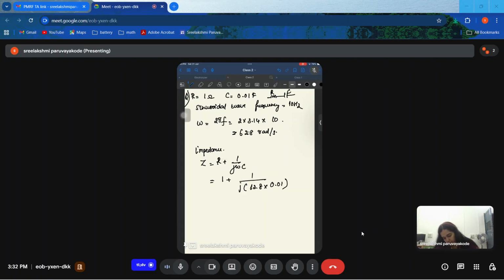If I solve this, 1 by j, I can multiply with j on both sides. I'll get j by minus 1, because j square is minus 1. j is root of minus 1. This is nothing but minus j. So 1 minus j by 0.628. And if I solve it, I get 1 minus 1.59 j. This is the impedance value that I want to get.